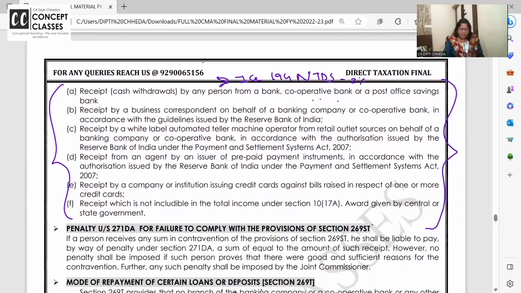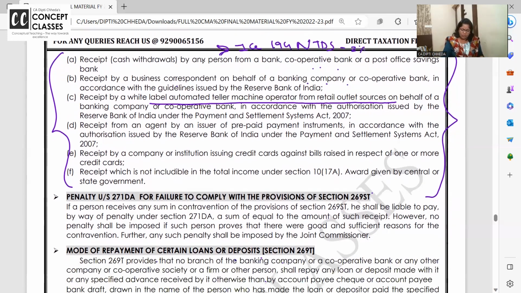Yes. Receipt by business correspondent on behalf of banking company, cooperative bank. There are so many transactions between the different banks after clearing. So there are people who transfer cash from here and there, allowed. White label ATM machine operator. ATM operators fill 4 lakh rupees of cash in the machine and withdraw 6 lakh rupees, all. So all that is allowed to them. Receipt by an agent of an issuer of prepaid payment instruments authorized by RBI and all. Now what are prepaid instruments? Okay, like Paytm and all.